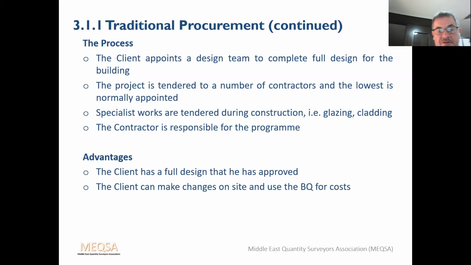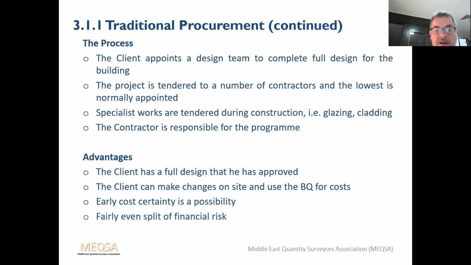The client can make changes on site, and they can use the bill of quantities for assessing costs of these changes. Early cost certainty is a possibility, which is rare in construction, and there's a fairly even split of financial risk. Standard forms of contracts are widely used, can be the FIDIC Red Book. If you're in the UK, it can be the JCT standard form. There's various types of contract, and most clients and contractors and professionals are familiar with these contracts.